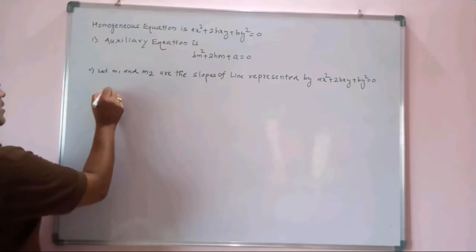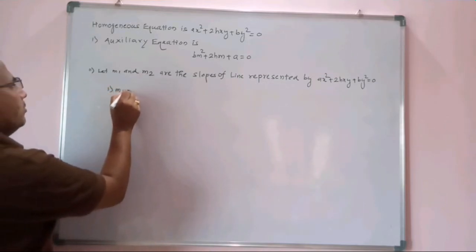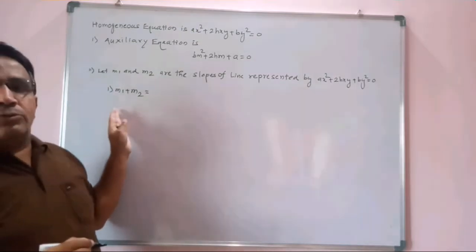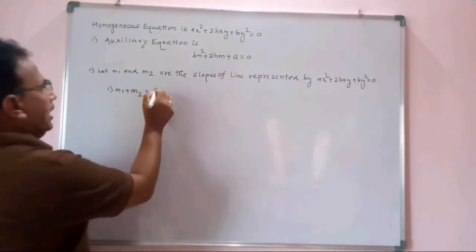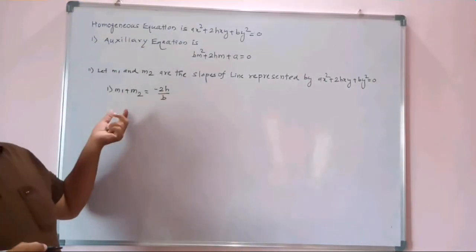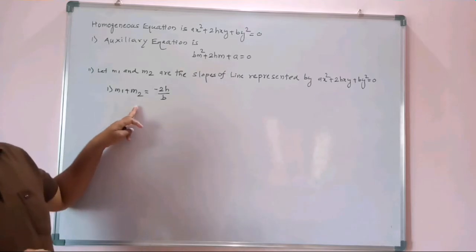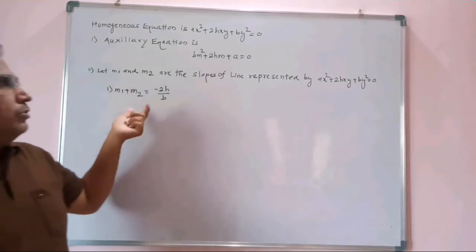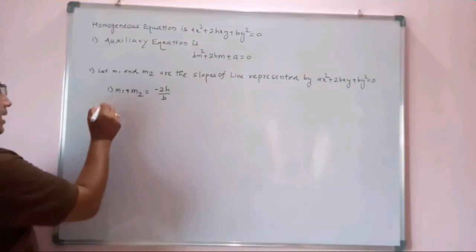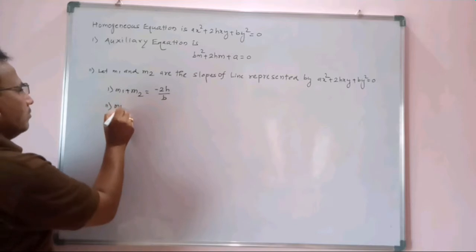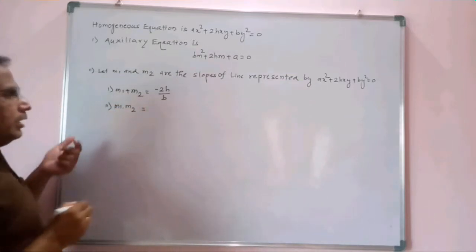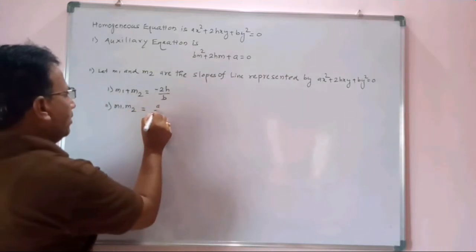The first condition is the sum of the two slopes. The first slope is m1 and the second slope is m2. The sum of the two slopes, m1 plus m2, equals minus 2h divided by b. And the second condition is the product of the two slopes. The first slope is m1 and the second is m2; m1 into m2 equals a divided by b.